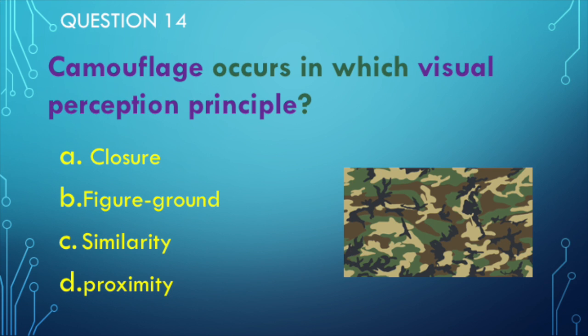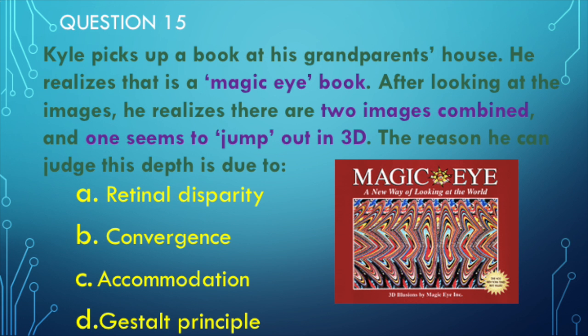Question 14. Camouflage occurs in which visual perception principle? Closure, figure ground, similarity, or proximity? Question 15. Kyle picks up a book at his grandparents' house. He realizes that this is a magic eye book. After looking at the images, he realizes that there are two images combined, and one seems to jump out in 3D. The reason he can judge this depth is due to retinal disparity, convergence, accommodation, or Gestalt principle.